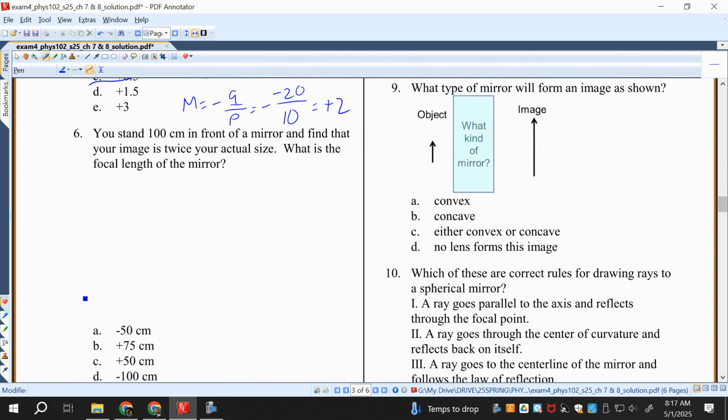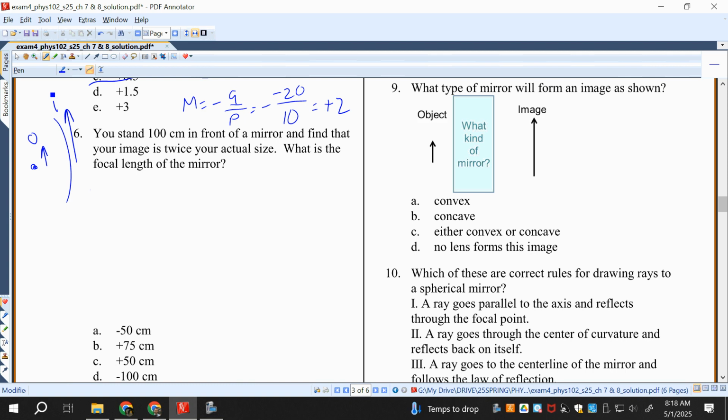You stand 100 centimeters in front of a mirror and find that your image is twice your actual size. Okay, what kind of mirror is that? That has to be a mirror that is a concave mirror. Okay, so notice here a couple things. It's a concave mirror because that's, if this is the object, this is the image, that's what kind it produces.